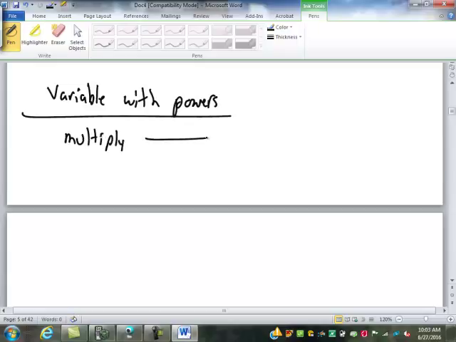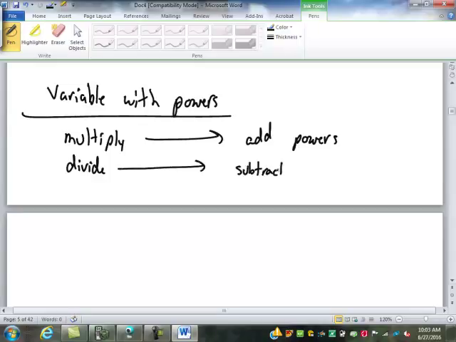When you are multiplying, you add the powers. When you are dividing, you subtract the powers. When you're taking a power of a power, you multiply the powers.